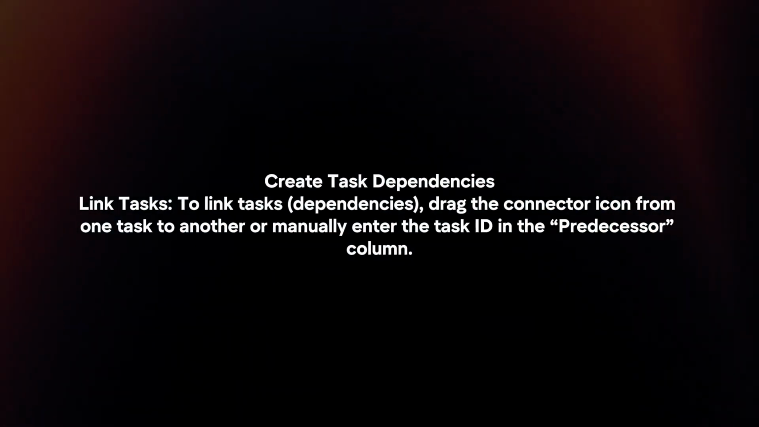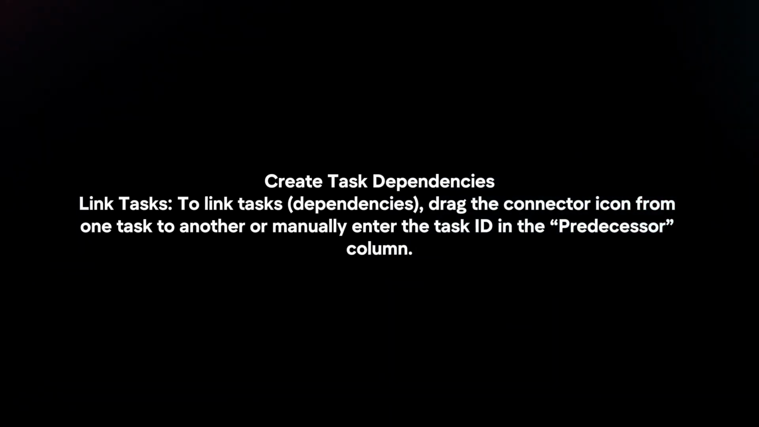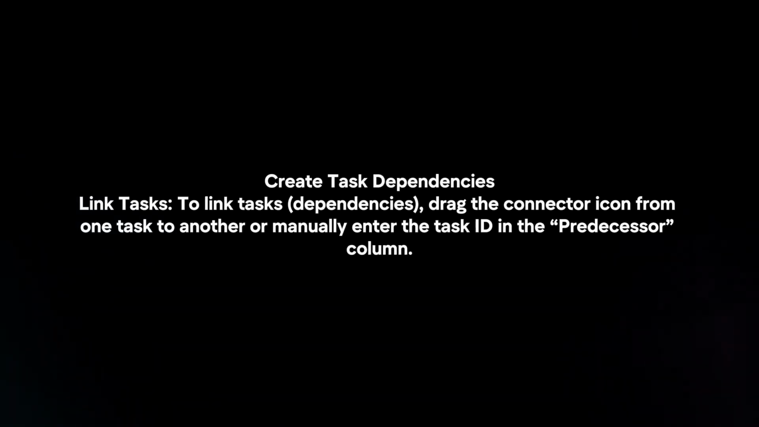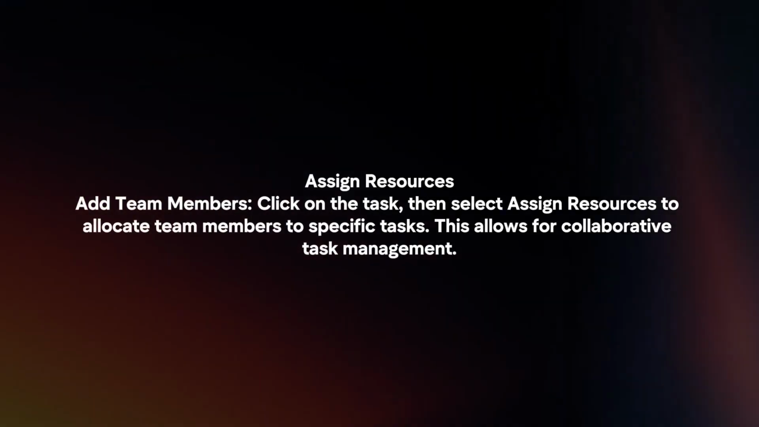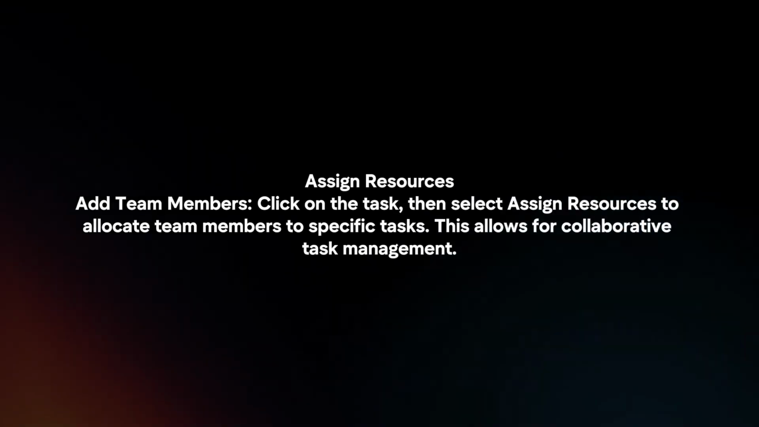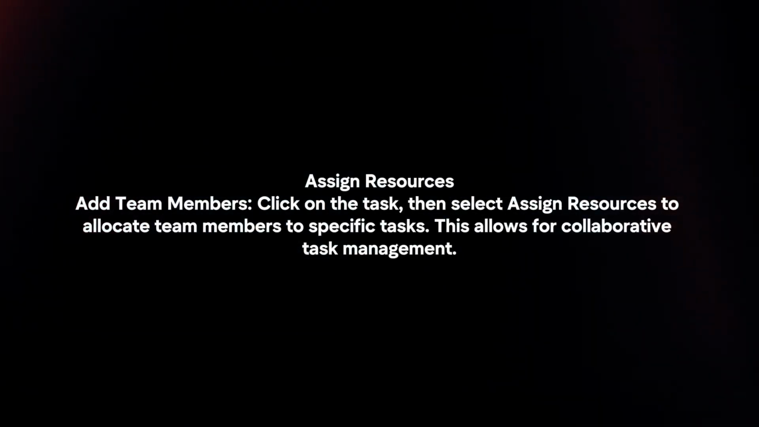Create task dependencies. Link tasks. To link tasks, drag the connector icon from one task to another or manually enter the task ID in the predecessor column. Assign resources. Add team members. Click on the task, then select Assign resources to allocate team members to specific tasks. This allows for collaborative task management.